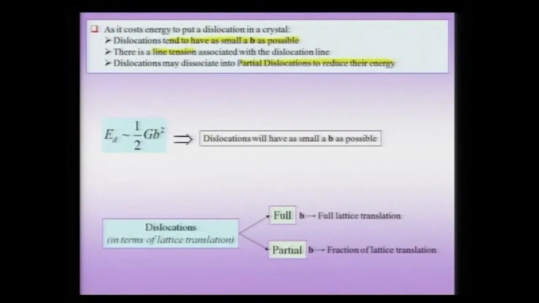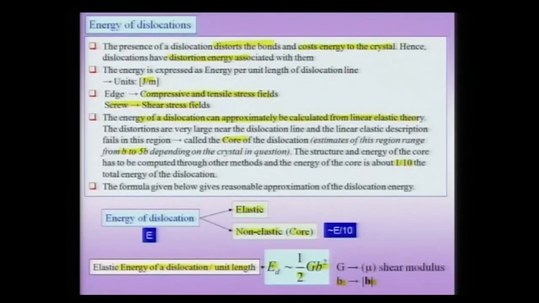So, to summarize the energy aspects, there is a distortion of bonds. The distortion of bonds is very severe close to the dislocation line, and as you go far away from the dislocation line, the distortion is smaller. But nevertheless, the energy of the dislocation is spread across a large region in the crystal, and the energy of a dislocation can be calculated approximately as half G b square. There are more accurate formulas for elastic energy calculation, but we will assume for now the formula half G b square.